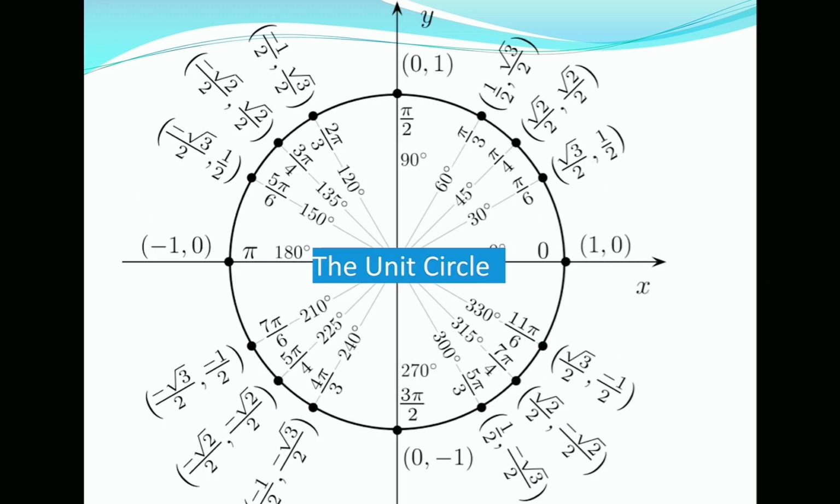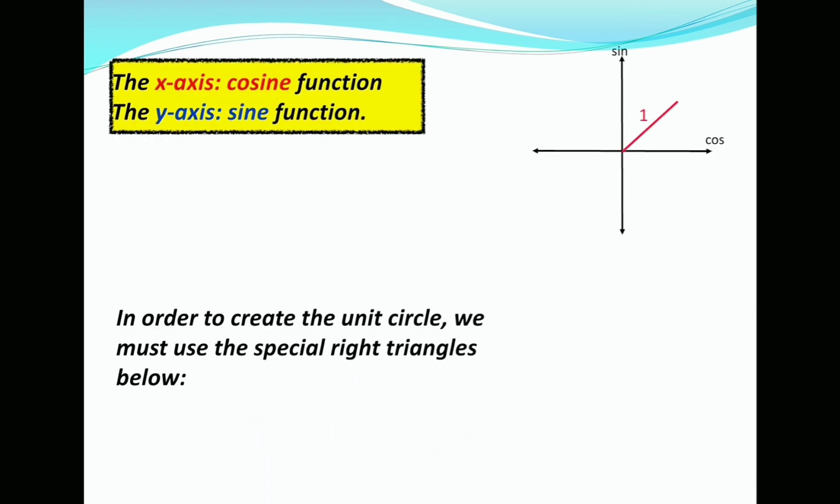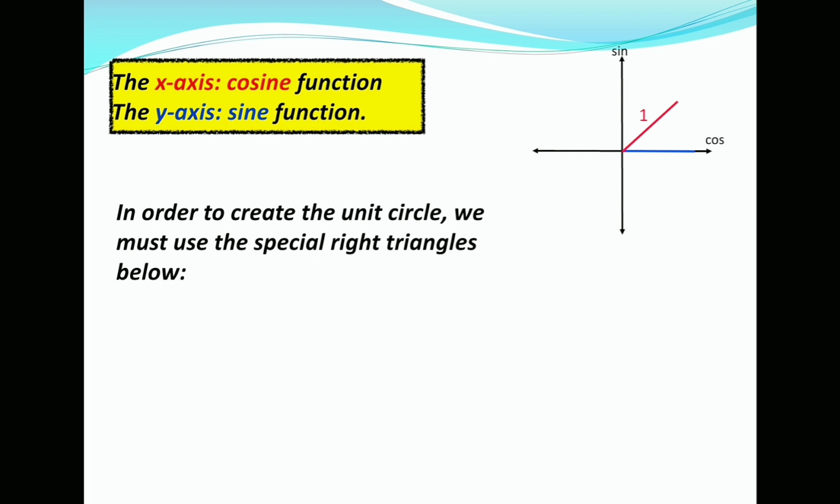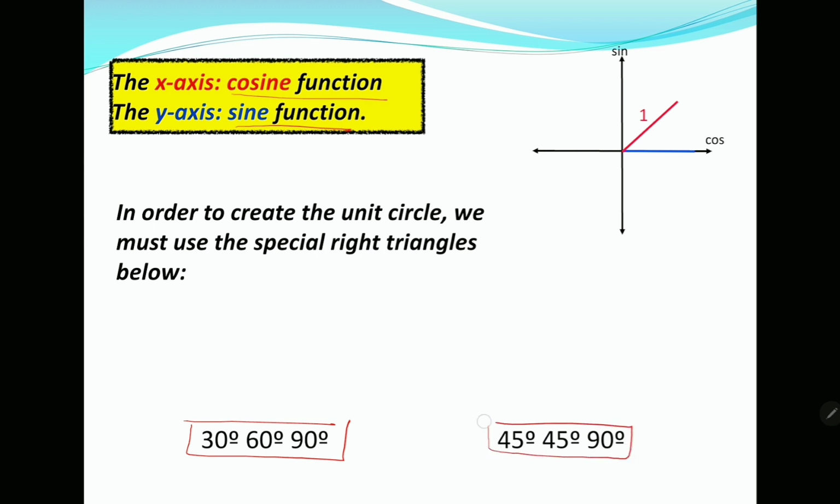Now, unit circle. Unit circle is a circle of radius 1. On the unit circle, all the values of trigonometric ratios, of sine and cos, can be represented. All the values of sine and cos for every theta from 0 to 360 can be represented on a unit circle. Whenever we are drawing a unit circle, the most important thing is that the x-axis is taken as the cosine function and the y-axis is the sine function. Therefore, I can write x equals cos theta and y equals sine theta. In order to create a unit circle, we must use special right angles. These are the 30 degree right angle, 60 degree right angle, 90 degree, 45 degree, 45 degree, and 90 degree.